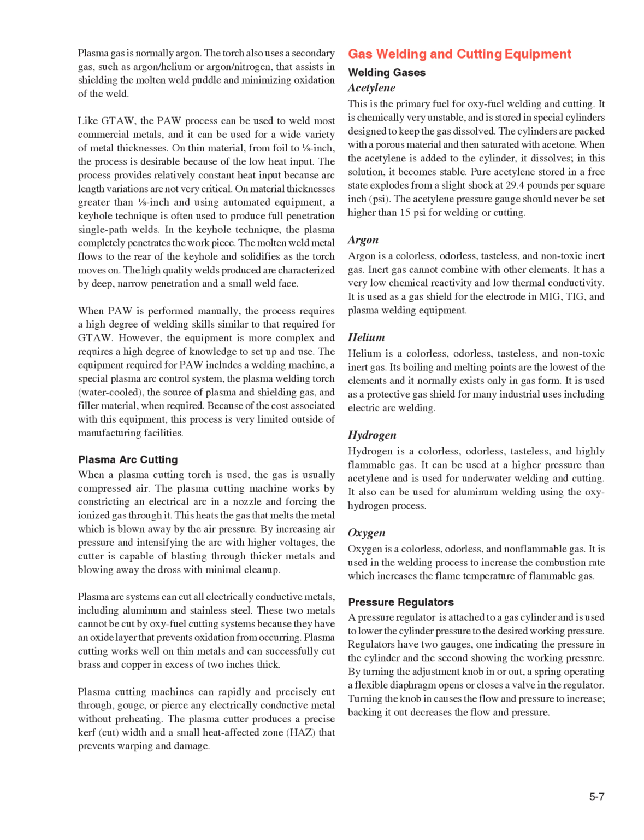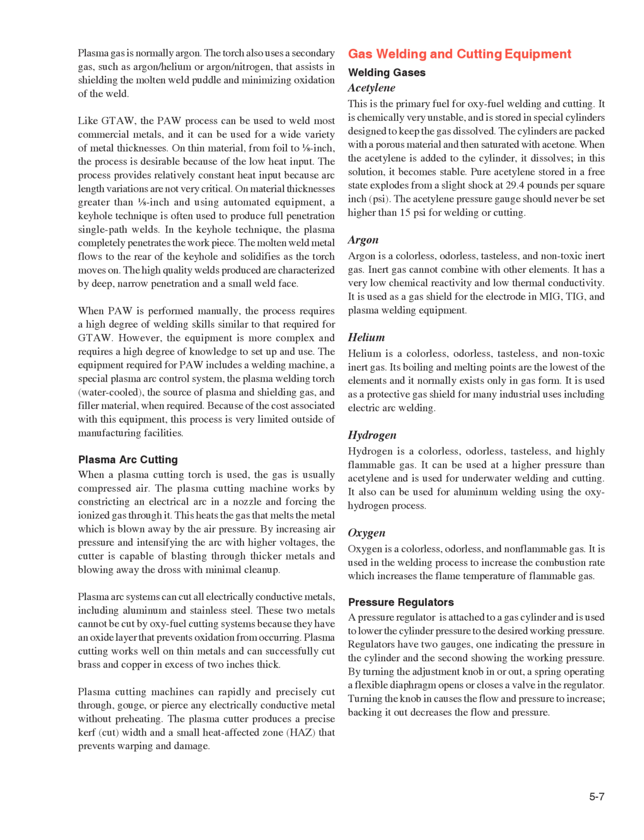When PAW is performed manually, the process requires a high degree of welding skill similar to that required for GTAW. However, the equipment is more complex and requires a high degree of knowledge to set up and use. The equipment required for PAW includes a welding machine, a special plasma arc control system, the plasma welding torch, water-cooled, a source of plasma and shielding gas, and filler material, when required. Because of the cost associated with this equipment, this process is very limited outside of manufacturing facilities.